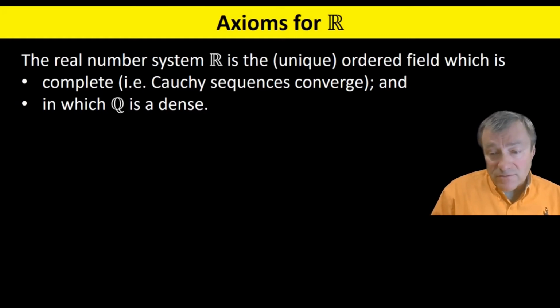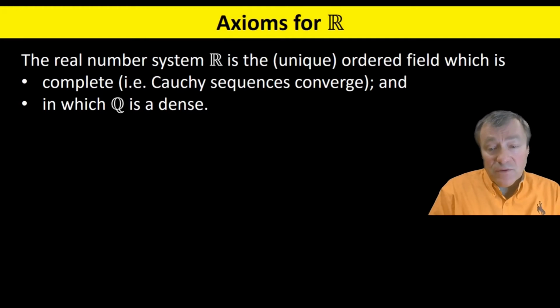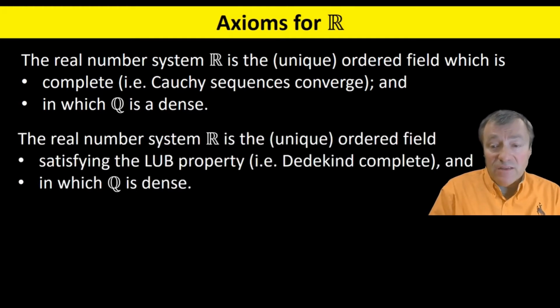Now, there are other choices of axioms that can be used in place of these ones that I've listed. And here's a slight variation. For example, we can say just as well that the real number system is the unique ordered field which has the least upper bound property and in which the rational numbers are dense. So in the context of ordered fields, there are several equivalent ways to characterize the property of completeness.